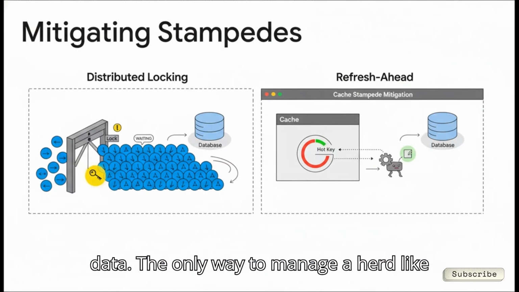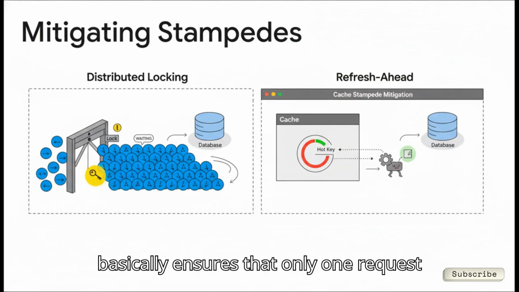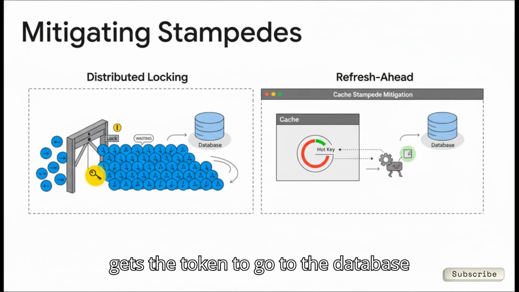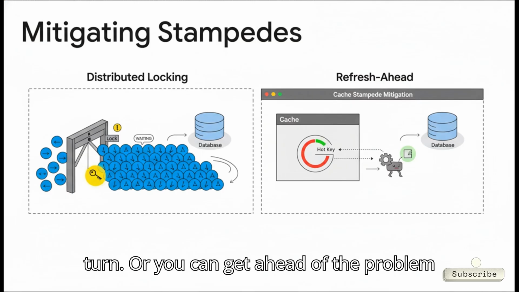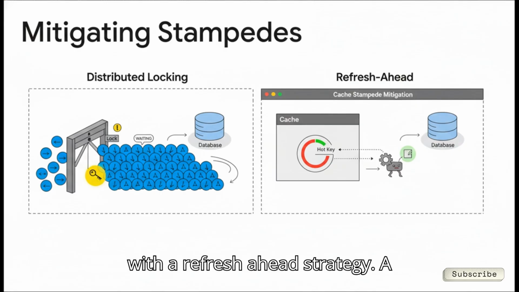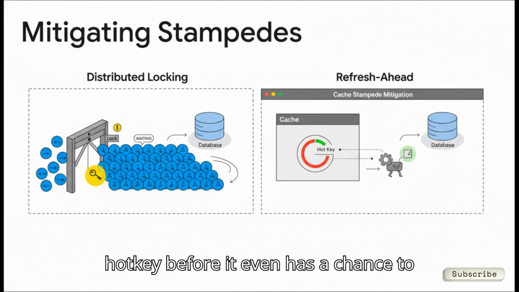The only way to manage a herd like that is with control. You can use something called a distributed lock. This basically ensures that only one request gets the token to go to the database, while everyone else patiently waits their turn. Or you can get ahead of the problem with a refresh ahead strategy. A background process just updates that hotkey before it even has a chance to expire in the first place.